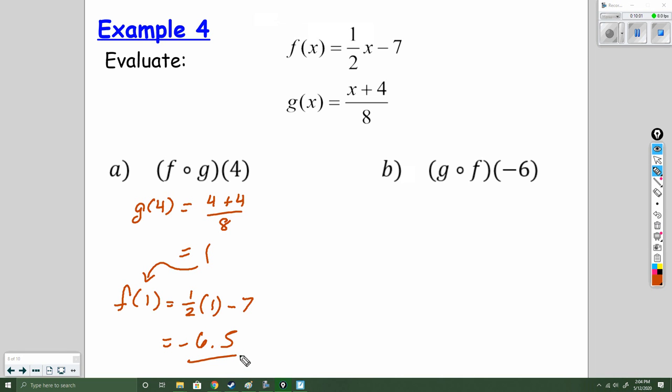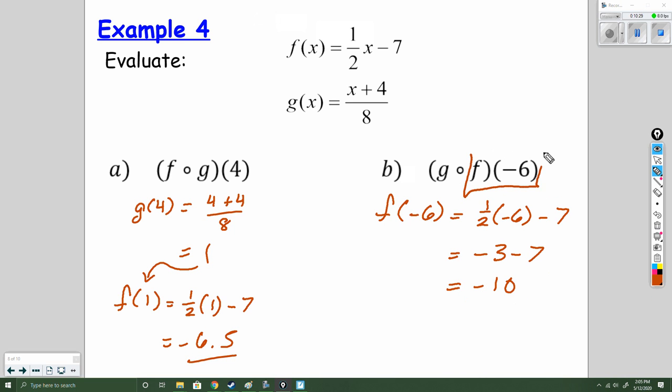Awesome. Then if we take a look at part B, it says g of f of negative 6. We're using the same functions, but now it's just plugging in a different input and in a different order. We're first plugging negative 6 into f. So that's 1/2 times negative 6 minus 7. 1/2 times negative 6 is negative 3, and negative 3 minus 7 is negative 10.